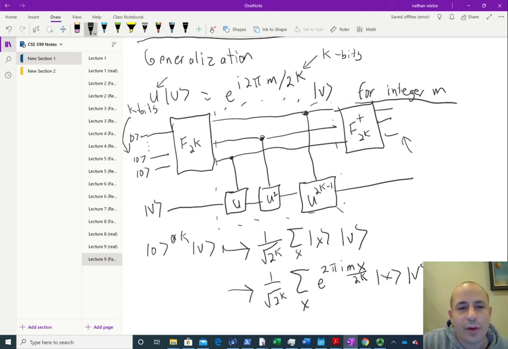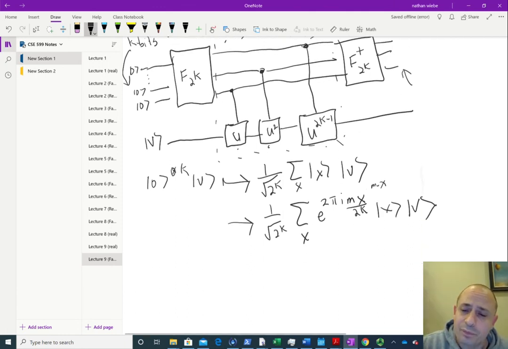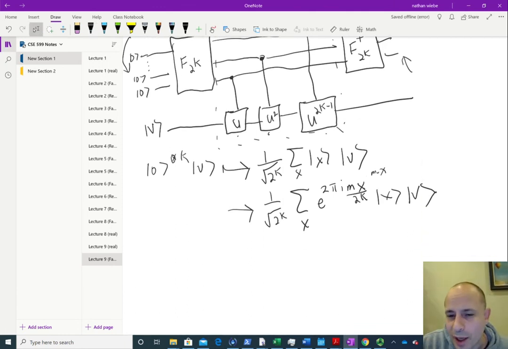Now I've used two facts. I've first used the definition of the eigenvalue over here, and then I've just used the definition of the binary expansion of x in order to see that when I do all of these controlled operations, I'm going to end up getting not just m up here, I'm going to get m times x, because these over here are representing a binary expansion of x. So this is what I end up having.